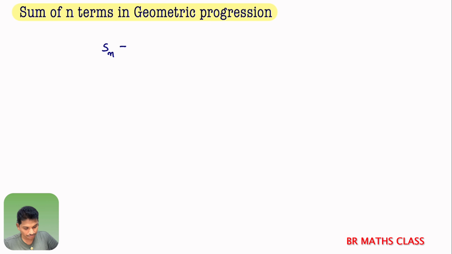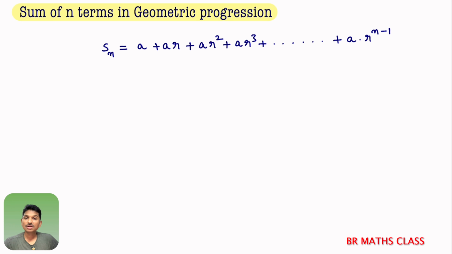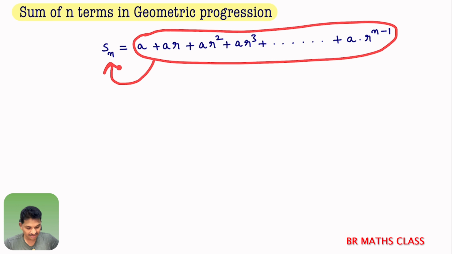I take the sum of n terms Sn like this. First term in geometric progression, general pattern, A. Second term Ar. Third term Ar square. Fourth term Ar power 3. If we proceed like this, what is the nth term of a geometric progression? The nth term of a geometric progression is a into r power n minus 1. Okay. Now, I need to find the sum of all these. I took this as Sn. So, I need to find Sn now.